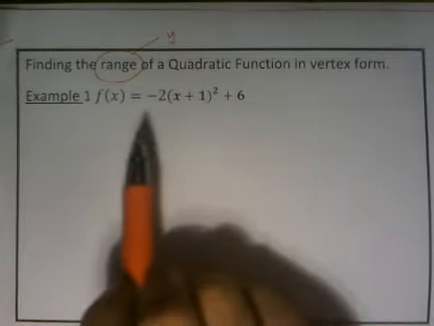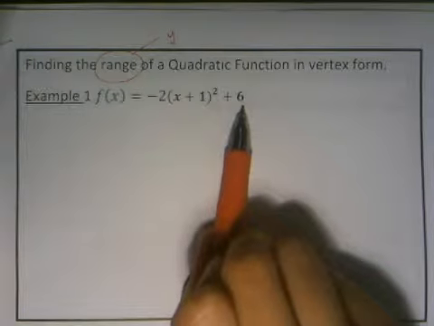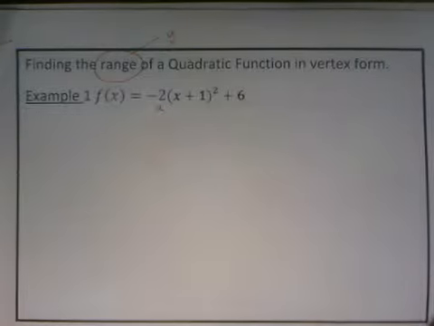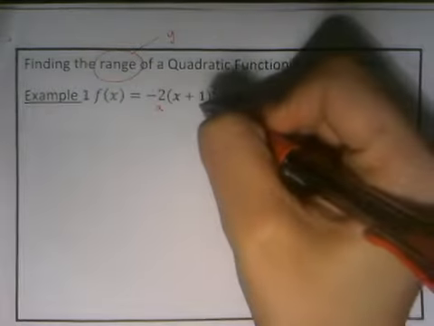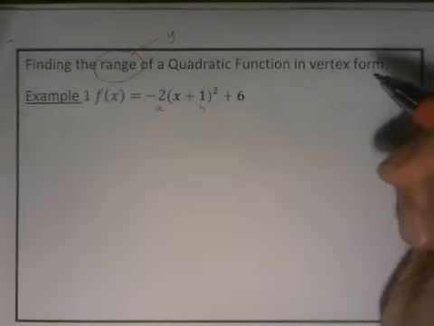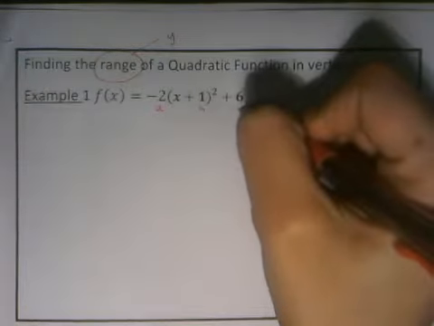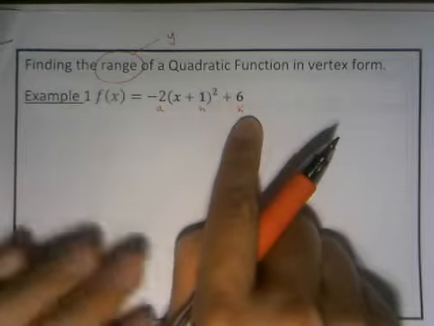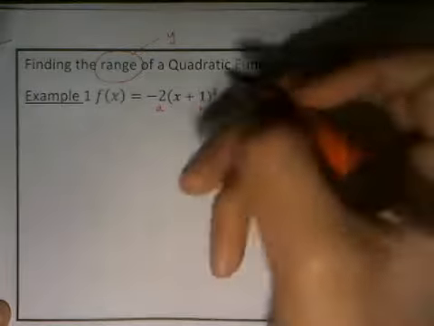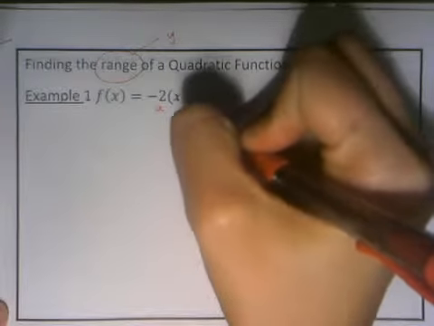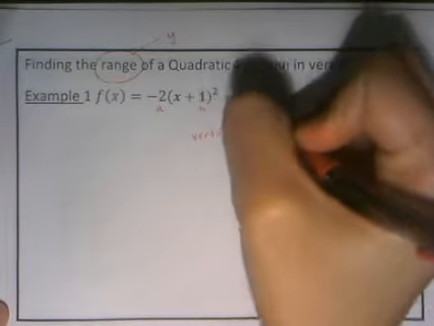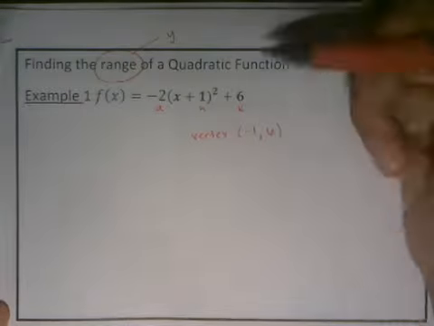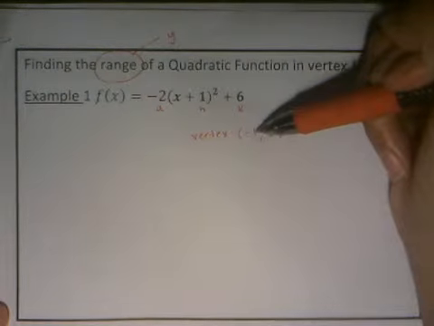So here we have a function that's in vertex form. Being in vertex form means that this -2 represents an a value, this represents an h value, and this represents a k value. And h and k tell us the vertex of this function. In particular, the vertex will be at -1, 6. Notice that I flipped the sign of the h.